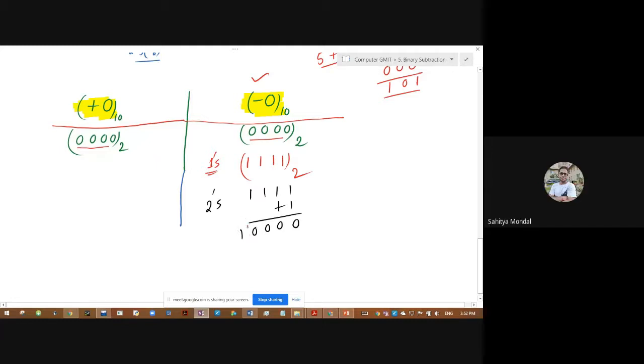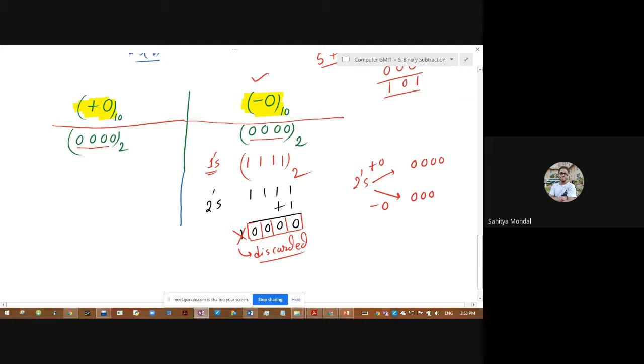So 5 bits cannot be occupied in the 4-bit area. Only these 4 bits will be kept and the extra one will be discarded, because there is no space for keeping it. The one will be lost. Actually we take that benefit. Now what do we get? Two's complement of plus 0 is 0 0 0 0. So in two's complement, plus 0 is 0 0 0 0 and minus 0 is also 0 0 0 0.